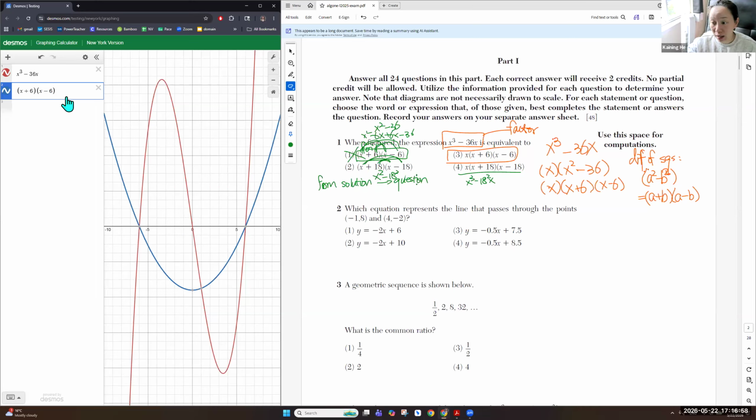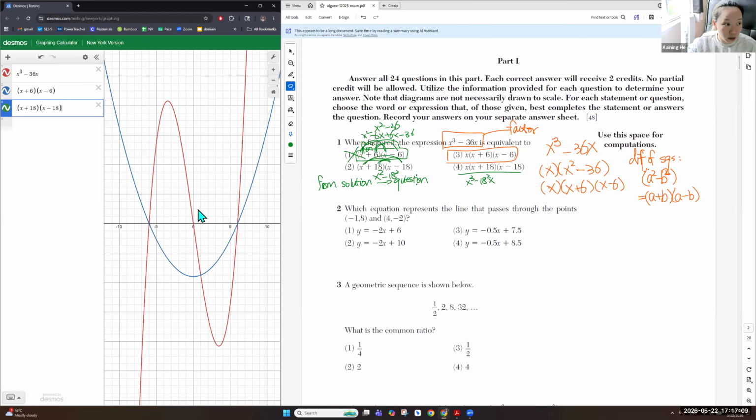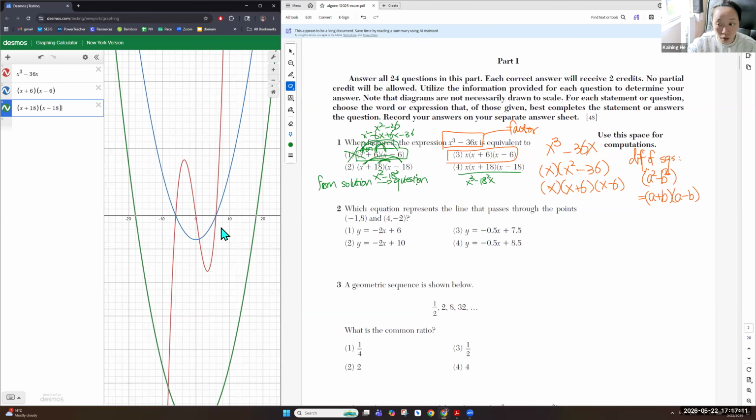Just by looking, we know that they look totally different, so that's not our answer. We could type another one, x plus 18, then x minus 18. Look at that. That is going to be zooming out a little bit. We have a green one. Once again, totally different. So that's why we know that's not going to be our answer. So that's how number 2 is not our answer.